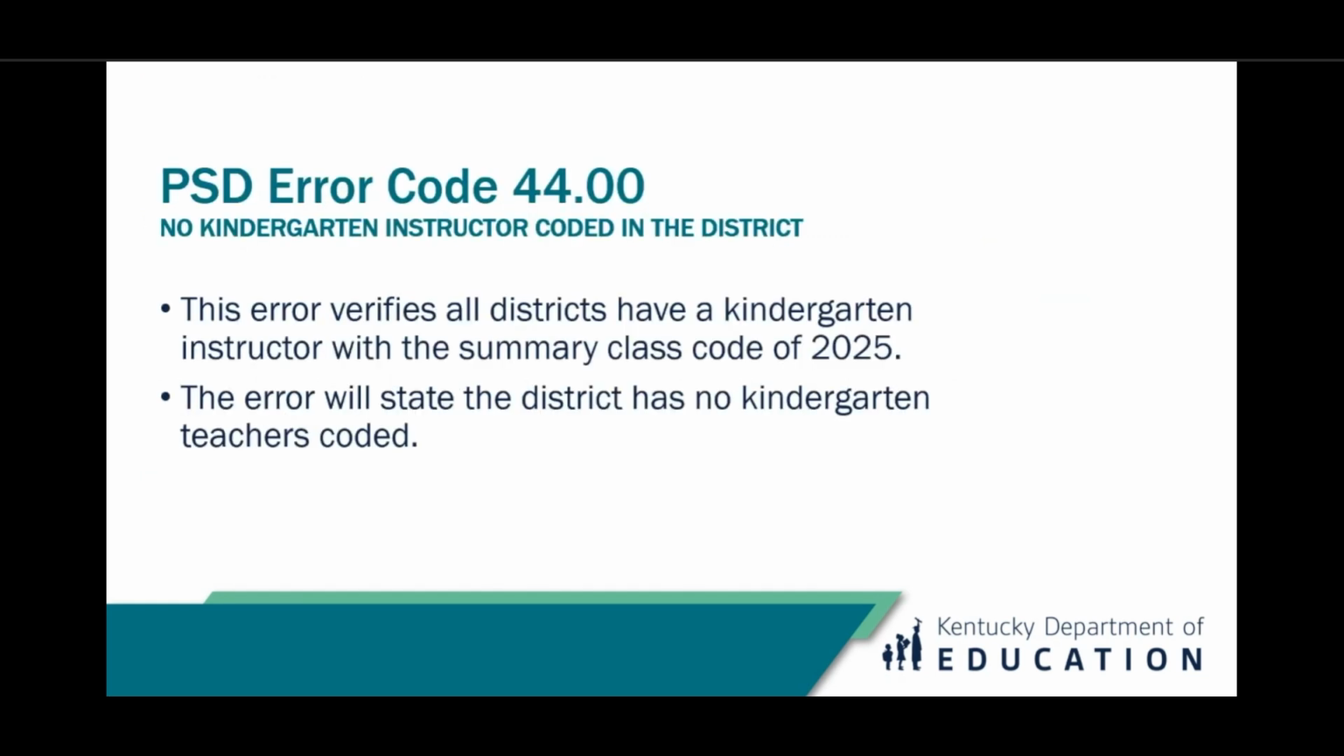So error code 44, you may think no kindergarten instructor coded in the district wouldn't be a common error, but it really is. It comes up a lot, and some districts will say, well, do I have to code them to be kindergarten? And you do. This error verifies that all districts have a kindergarten instructor with a summary class code of 2025. So you've got to have someone out there with a summary class code of 2025. The error will state the district has no kindergarten teachers coded.